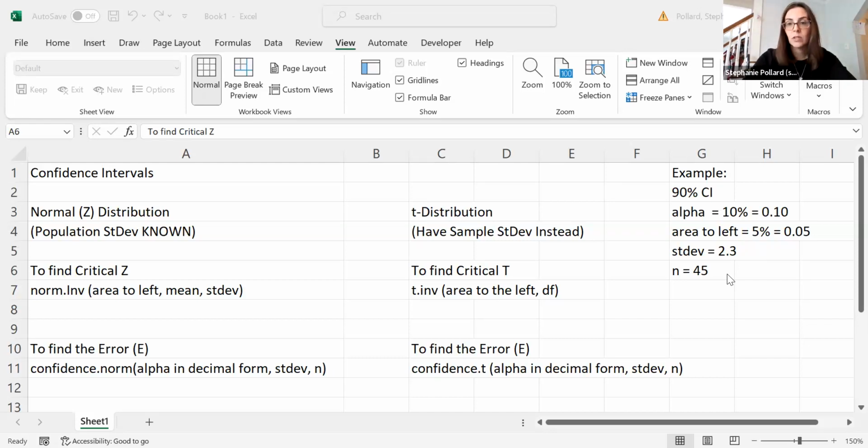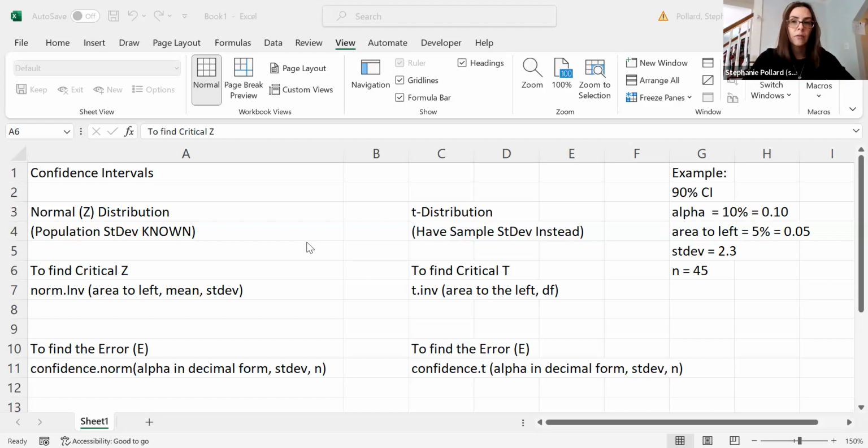Now, how do you know when to use either distribution? We use the normal or Z distribution in this case if our population standard deviation is known. That would be the symbol sigma. So when you know that, we can use the Z values. If you do not know the population standard deviation, so you only have sample data, then you would be using the T distribution instead. So there's a few things to do in Excel.